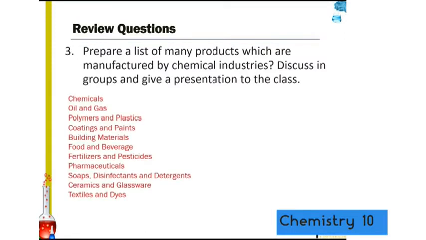Some examples of products that are manufactured by chemical industries include other chemicals that are used in other industries, such as acids and bases and oxidizers, oil and gas, polymers and plastics, coatings and paints, building materials such as cement, food and beverage, so many of the preservatives and flavorings that we have in food, agrochemicals such as fertilizers and pesticides, pharmaceuticals, soaps, disinfectants and detergents, ceramics and glassware, and textiles and dyes.